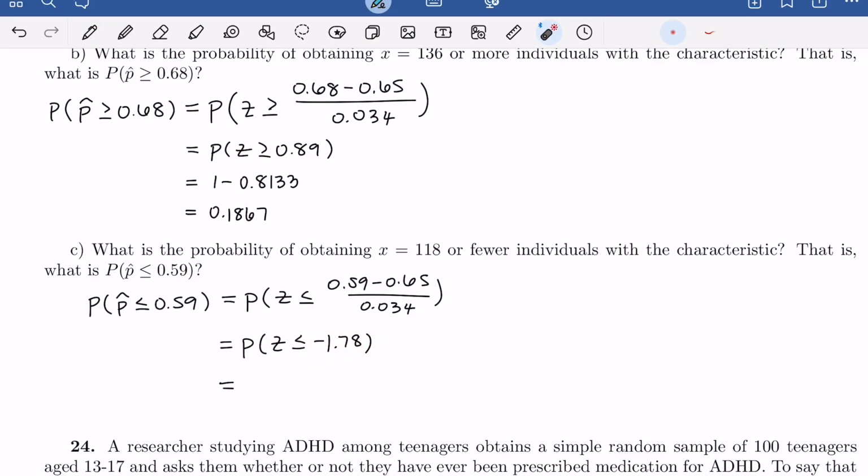And then for this one, we know that the area under the curve corresponding to this z-score is going to be everything to the left of the z-score, which is exactly what we're looking for. So this is just going to be 0.0375. So roughly, if we round this up, about 4 out of 100 random samples will result in 118 or fewer people with this characteristic.